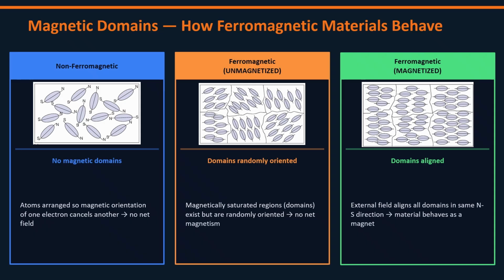When the external field is removed, some domain alignment can remain. The amount retained depends on the material and its magnetic characteristics. When you later study hysteresis, think back to this slide. The hysteresis loop is essentially a graphical way of describing how the material responds as the magnetizing force increases, decreases, reverses, and is removed.